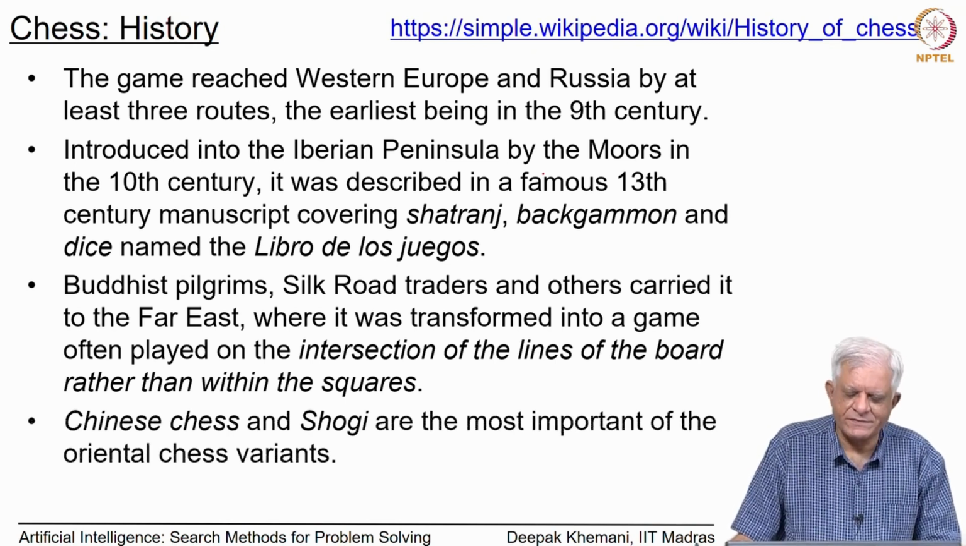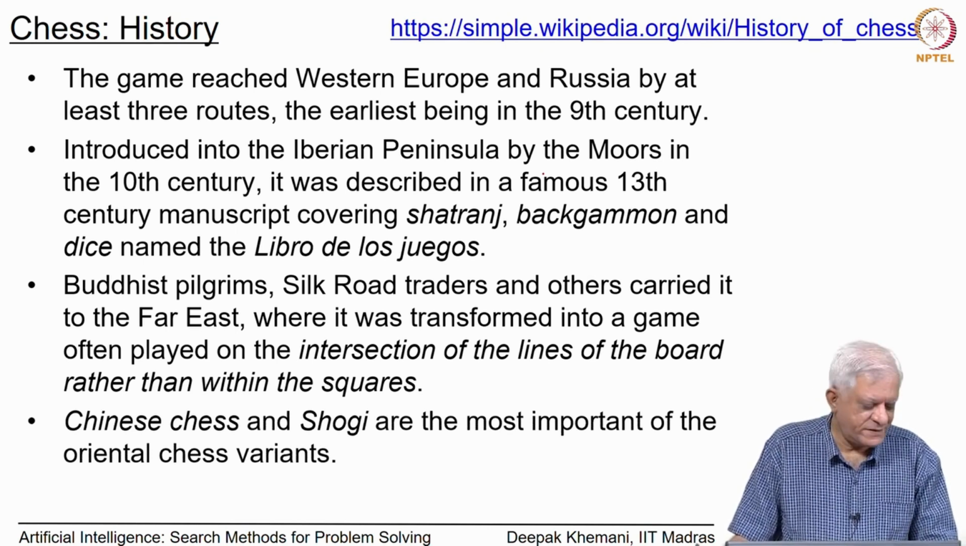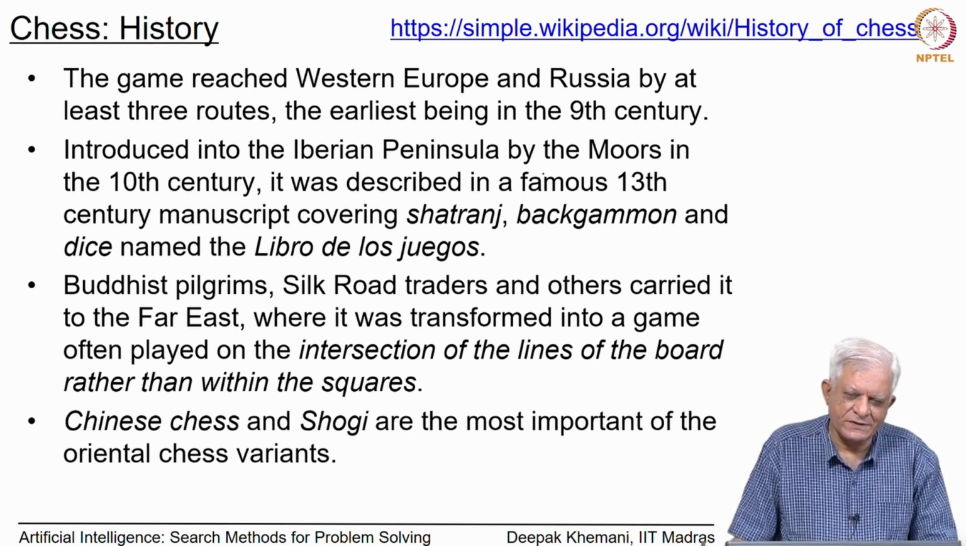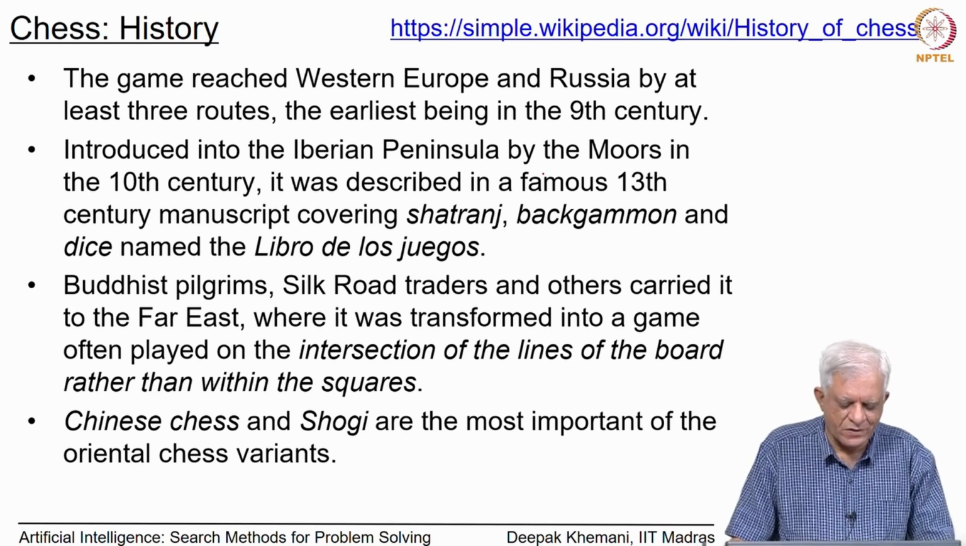So, Chinese chess, and shogi are the most important of these oriental chess variants, and we will also see the game of Go as we go along, though its rules are very different from chess.